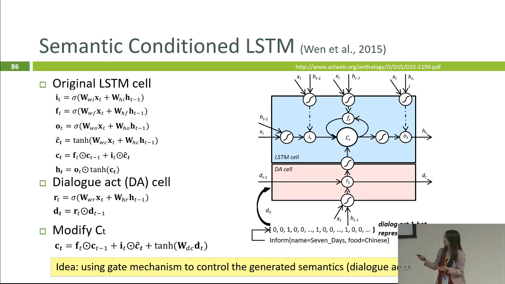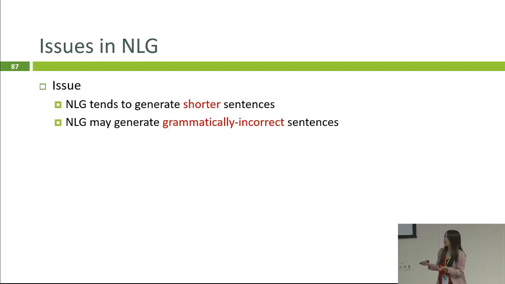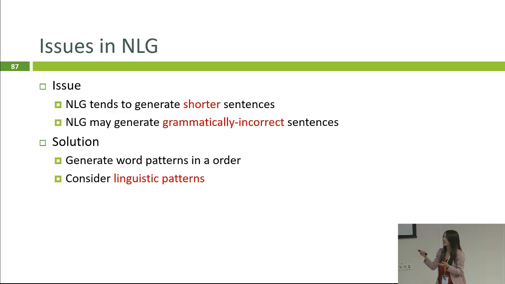But there are also a lot of issues in natural language generation. For example, usually they will generate a shorter sentence because it's easier to do the optimization, and it could generate some grammatically incorrect sentences. But how can we address this issue? We can consider some linguistic patterns.